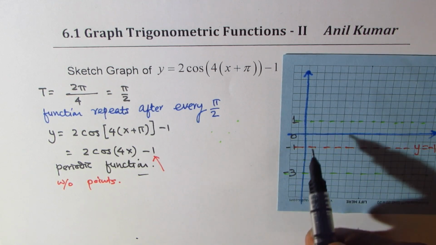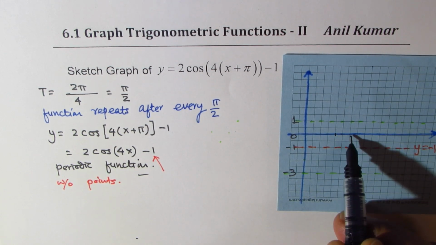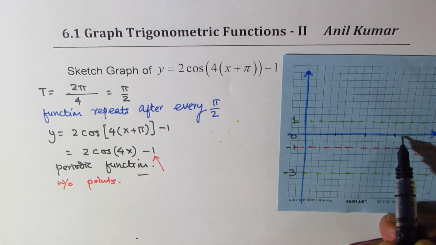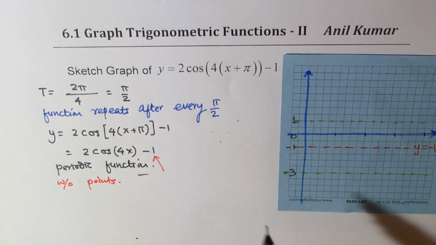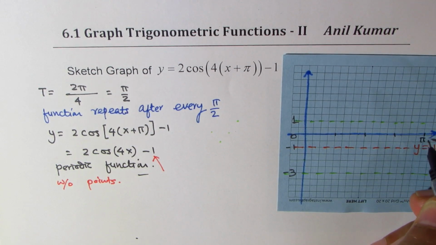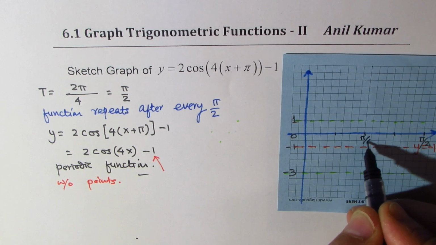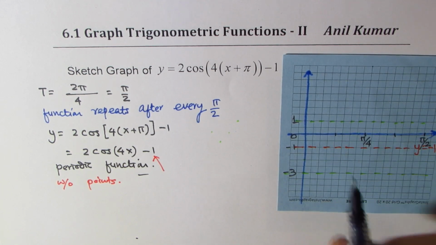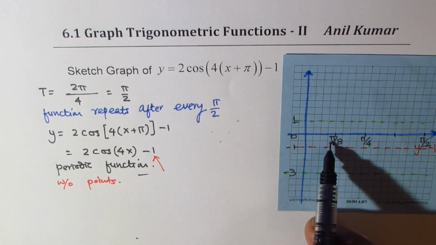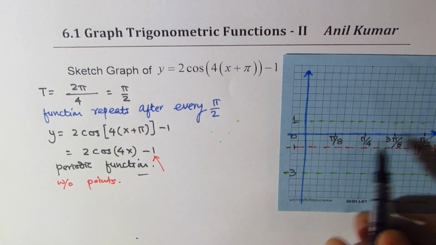Correct? So the 4 intervals will go with 4 divisions. 1, 2, 3, 4. 1, 2, 3, 4. You get an idea. Now the time period is pi by 2. That means this point here should be pi by 2, right? Now this is half of pi by 2. I write pi by 4. This is half of pi by 4. I can write pi by 8. So this is 1 pi by 8, 2 pi by 8. This is 3 pi by 8. Do you get this idea, right?